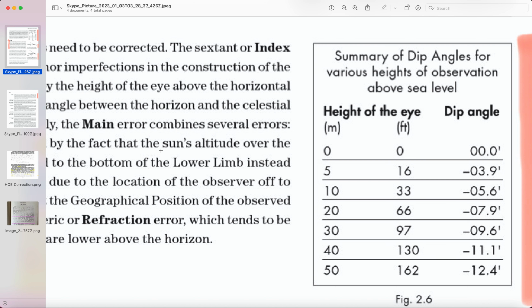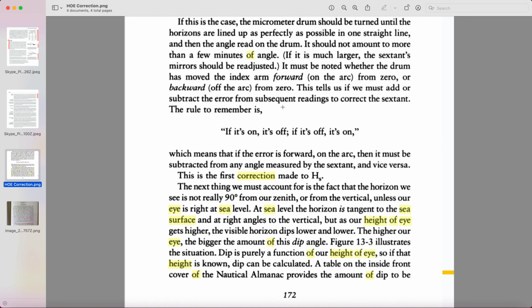That's why you don't need to do dip correction. So onto here. This is from, I'm not sure which book this is from, but it's one of the main ones. The next thing we must account for is the fact that the horizon we see is not really 90 degrees from our zenith or from the vertical, unless our eye is right at sea level. At sea level, the horizon is tangent to the sea surface and at right angles to the vertical, right?